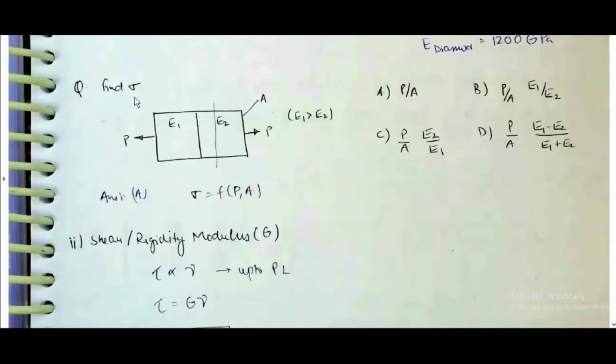Find sigma. I think this is a previous GATE question. This section has Young's modulus of E1, this section has Young's modulus of E2. Here P and P forces are applied, cross sectional area is A. Find sigma. Sigma is equal to P by A, which is independent of E, so the answer is P by A.